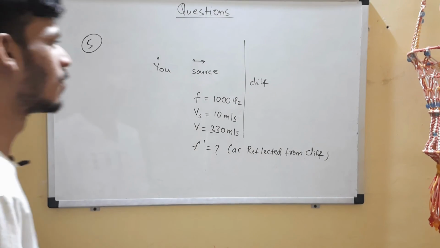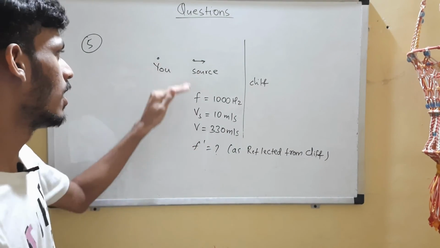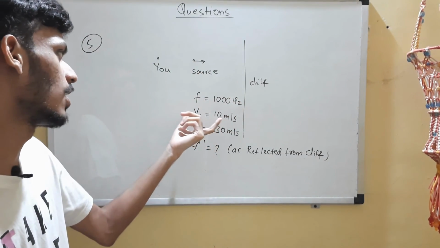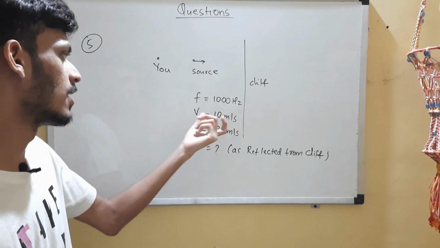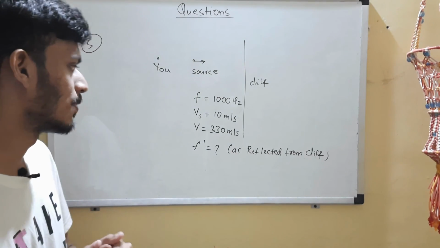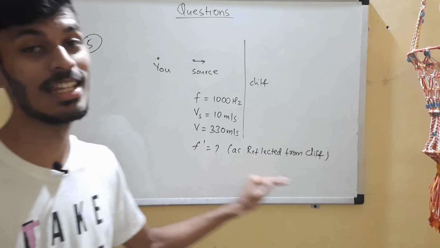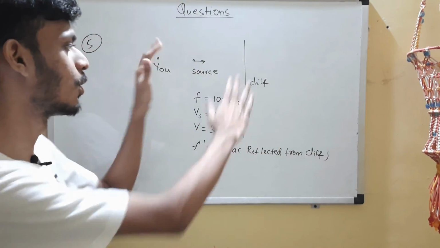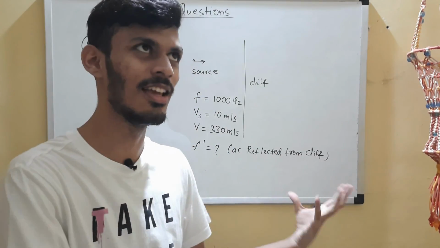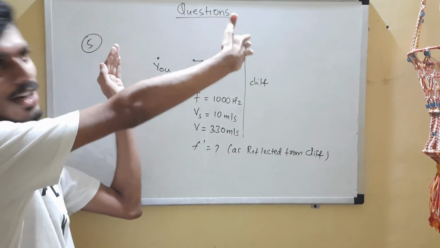So here is your homework question, question 5. In this question, you are an observer over here. The frequency of the sound waves emitted by the source is 1000 hertz. The velocity of the source is given as 10 meters per second. The velocity of sound in air is 330 meters per second. You are supposed to tell me what will be the apparent frequency as reflected from the cliff. The source is moving towards the cliff, and you are supposed to tell me the frequency heard by you as reflected from the cliff.